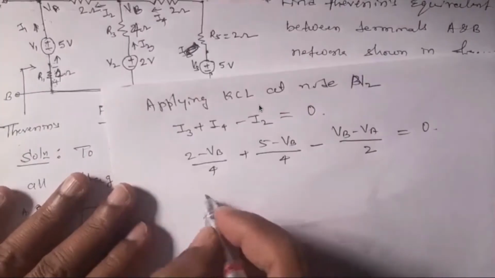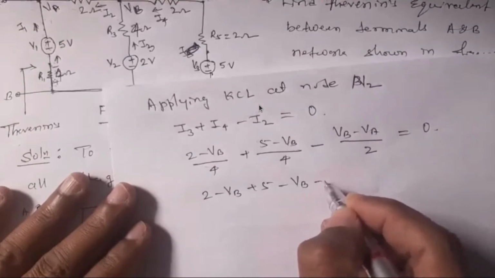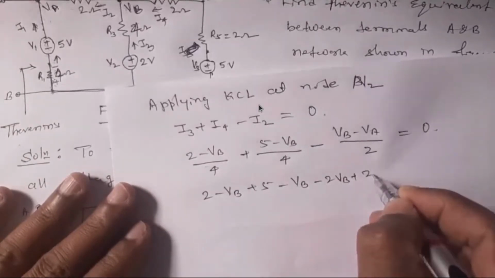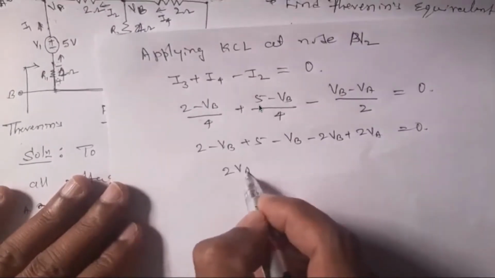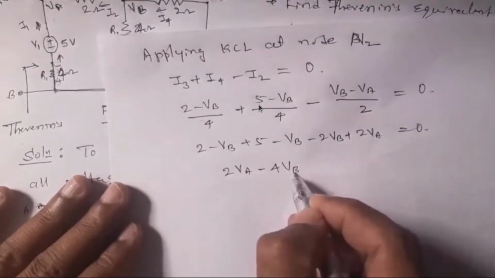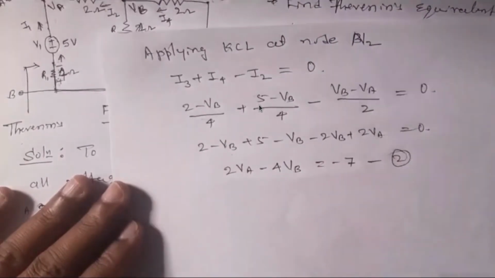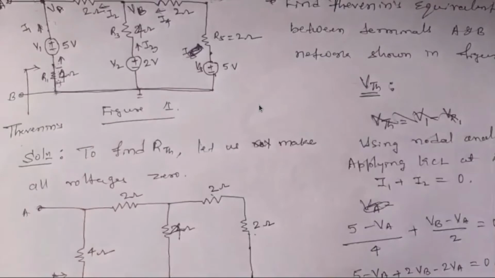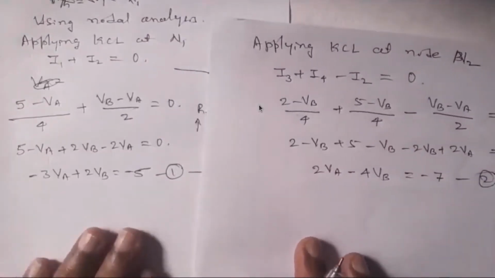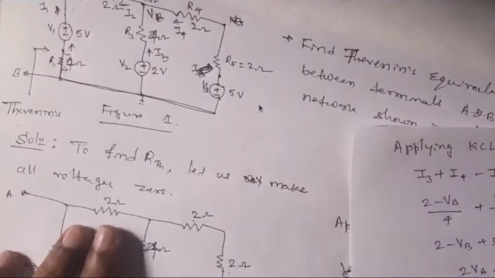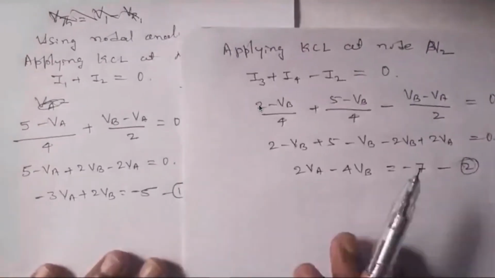Now say this is 2 minus VB plus 5 minus VB minus 2 VB plus 2 VA is equal to 0. Just taking LCM, and 2 VA, how many VBs? This is minus 4 VB is equal to minus 7. Call this equation 2. Now we have 2 equations and 2 unknowns. We can easily find one equation and here one equation. I'll find directly VA, this node voltage. Because of that, I'll eliminate VB.